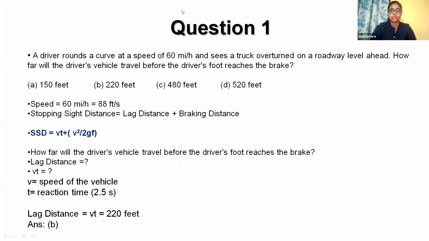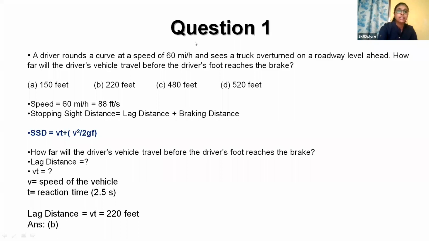The formula is SSD equals VT plus V squared by 2gf. So how far will the driver's vehicle travel before the driver's foot reaches the brake, right? So they are asking about lag distance. After the application of the brake, it will be braking distance. So before the application of the brake, that is lag distance. So from this formula, we have to separate this VT part alone. So we have to find out the VT part.